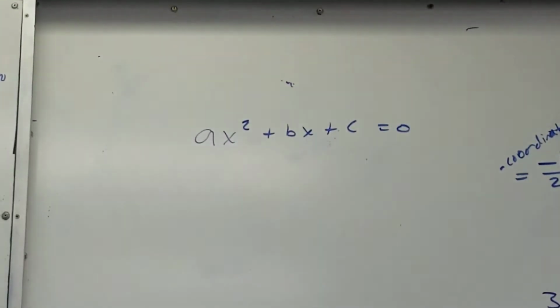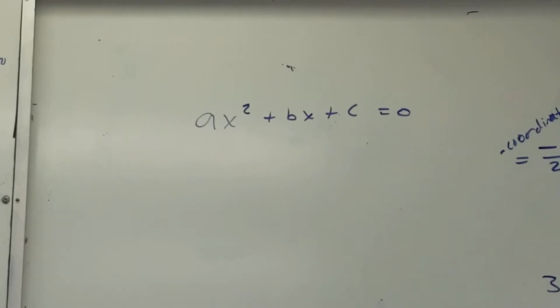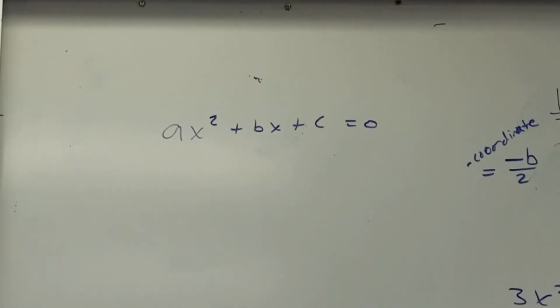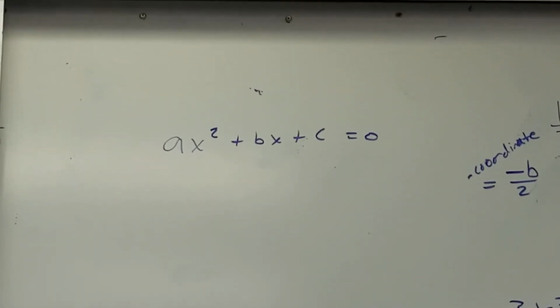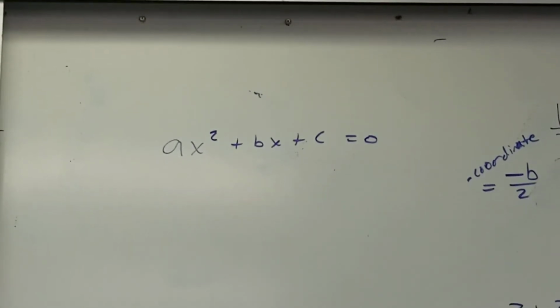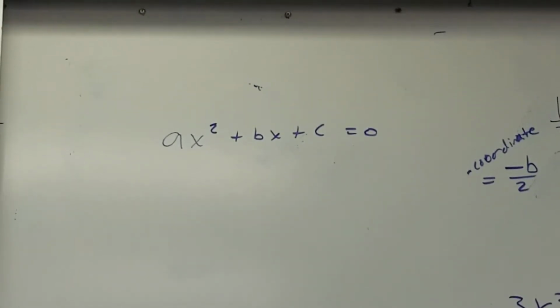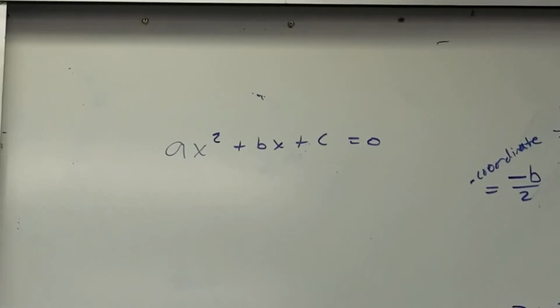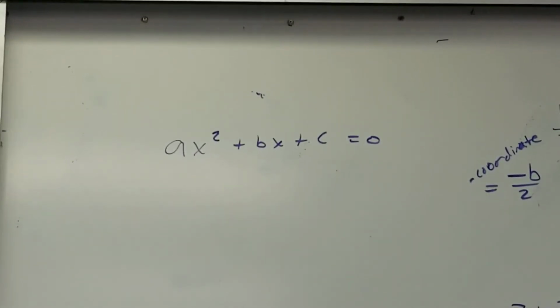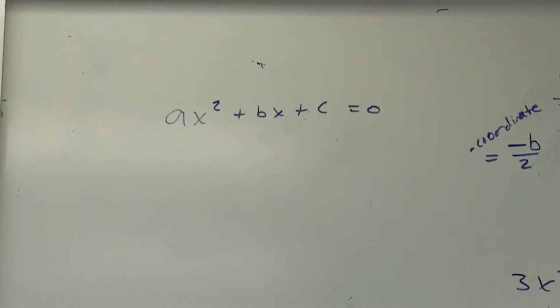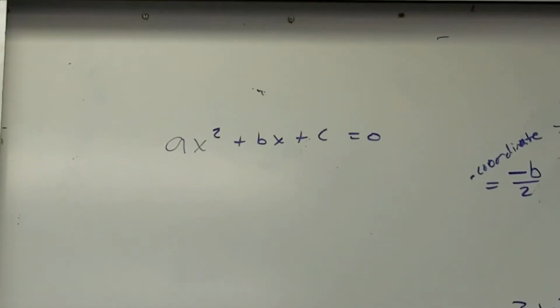Okay? I'm going to solve this equation for x. Meaning I'm going to get x by itself. The problem is, can I get x by itself the way it's written? No, there's two x's. Everybody see that? But I'm going to solve this for x in terms of a, b, and c.